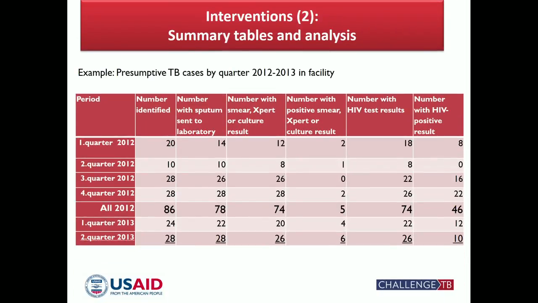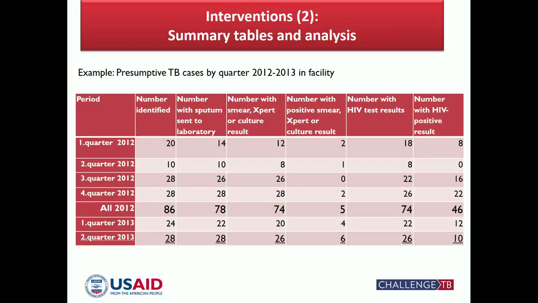So this is an example of how the facilities were taught to tabulate their own data. If you look at the rows, the first column, they would look at their data quarter by quarter or year by year, and do a cascade like what my previous colleagues have presented: number of presumptive TB cases identified, number of sputum sent to the lab, number of expert or smear results, number of positive smear or expert results, number of HIV test results, and number of HIV positive results. So having done this, they would be able to identify where in this cascade patients would be lost.